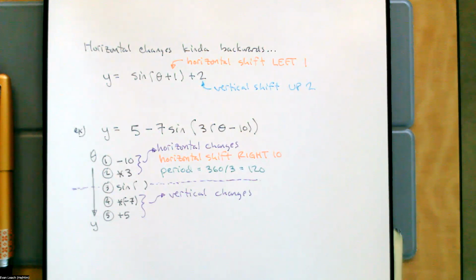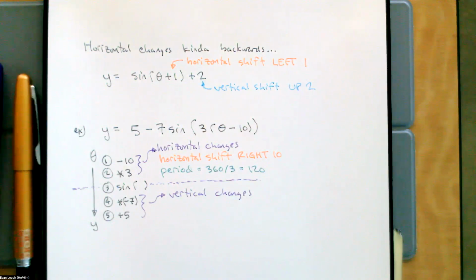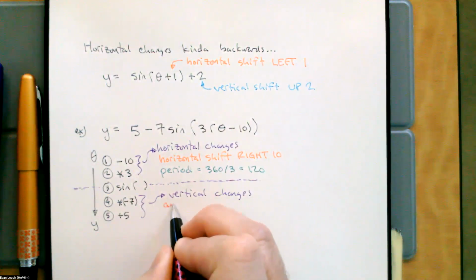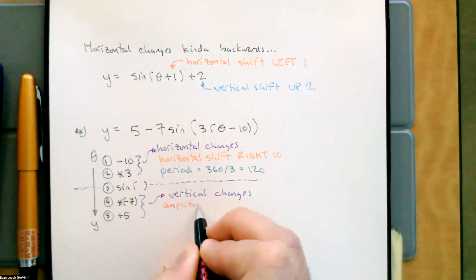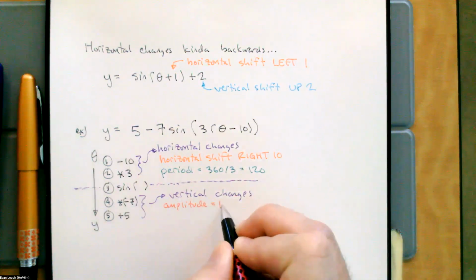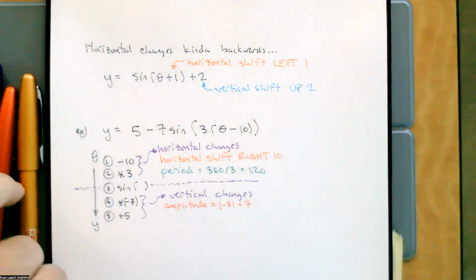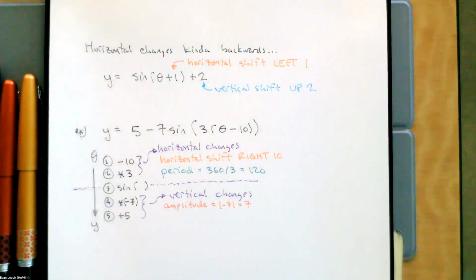Then sine happens, and now we're into our vertical changes. In the vertical changes category, I've got a multiplication by -7. It's going to do 2 things. First, our amplitude is going to be the absolute value of the -7, or just 7. And furthermore, since it's negative, the sine starts at the middle going down.